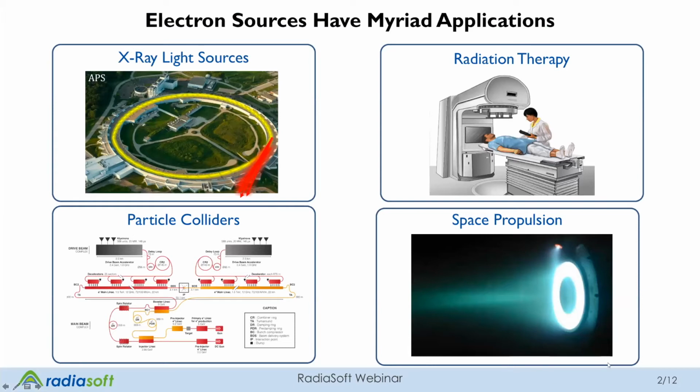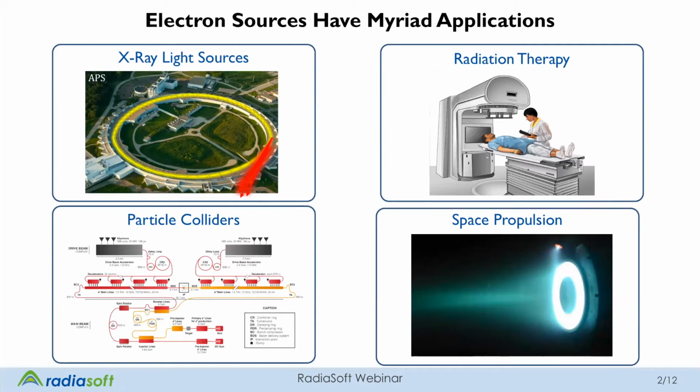So before I get into the thermionic energy converters, I just want to provide a very brief motivation of why electron beam sources are important, what their applications are, and just a little bit about the ways in which they're used in modern technology. Electron sources have myriad applications for all sorts of basic research, industry, and medicine. And I'm highlighting a few in this slide right here.